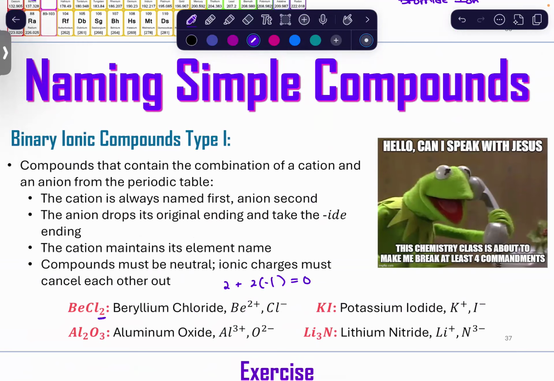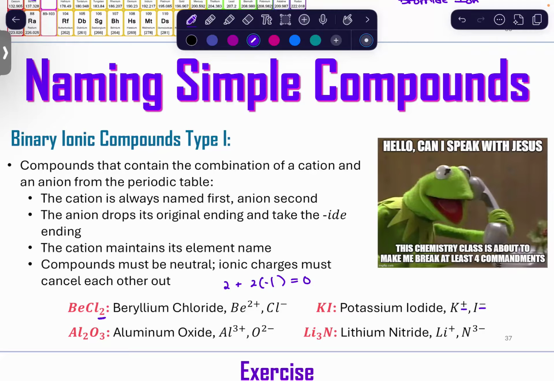The next one, KI, potassium iodide, well, that one is just in a 1-to-1 ratio because if you look at the periodic table, the potassium ion is a +1, the iodide ion is a -1, so it's a +1 and -1, you get 0 or neutral compound.